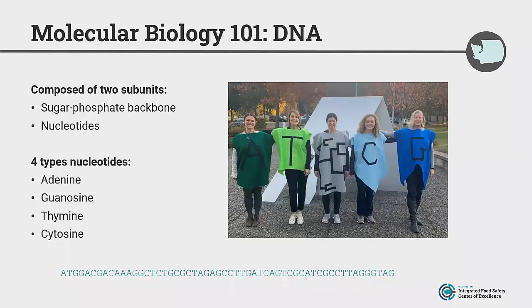So when we're talking about sequencing, we're talking about DNA, which is composed of 2 subunits, the sugar phosphate backbone, and then the nucleotides A, G, T, and C. So we're talking about sequencing actually determining the order in which those 4 nucleotides are strung together in the genome of the organism.